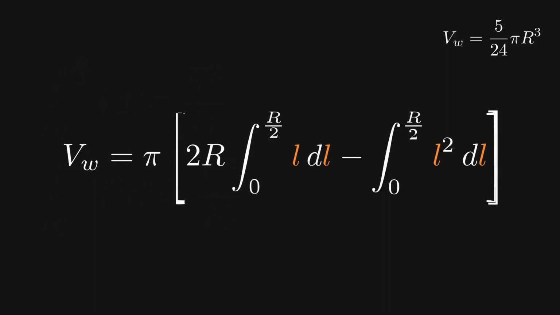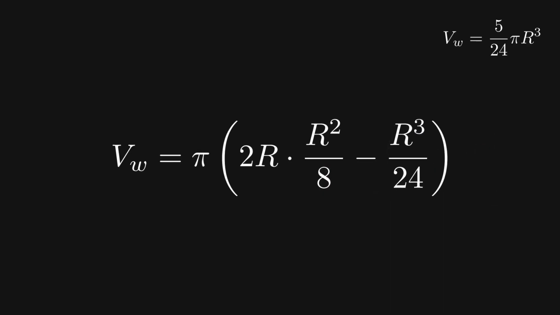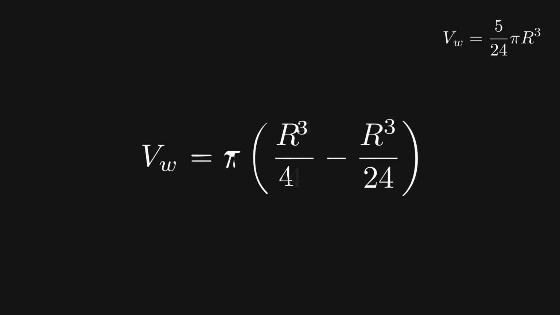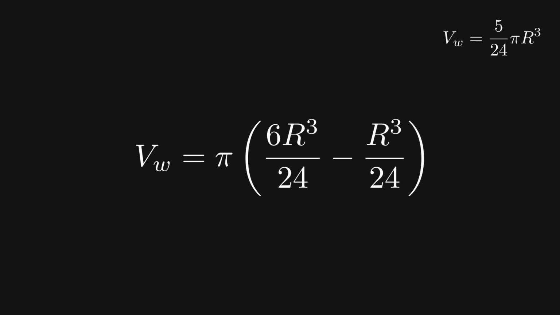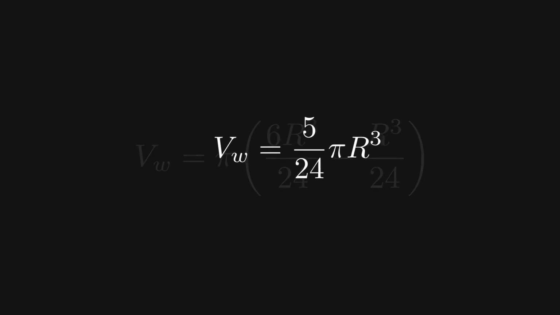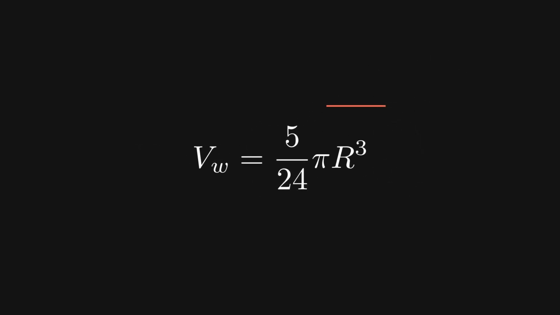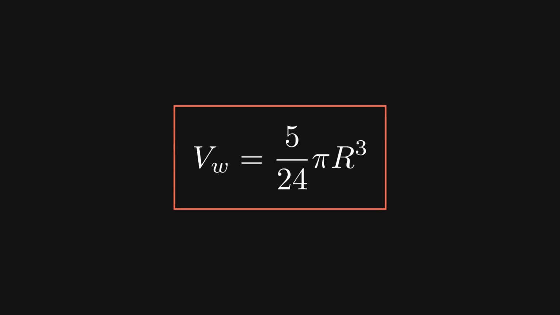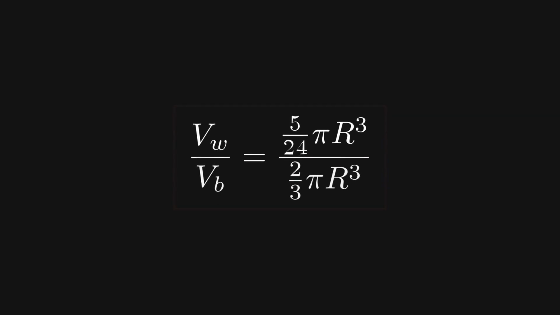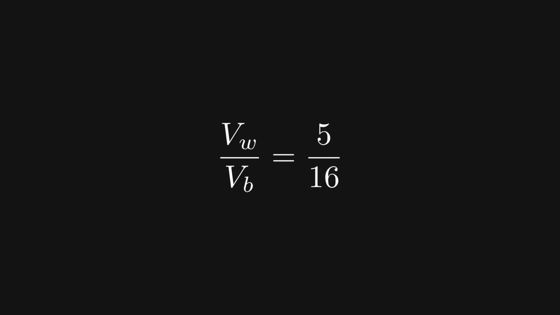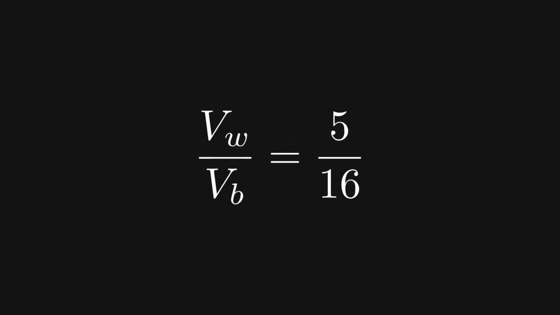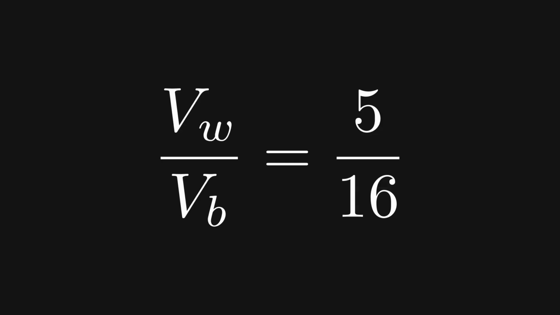Let's now substitute and further simplify. As you can see, we get exactly the same result as we did by summing. Out of curiosity, to have the riddle solved, we can calculate the ratio of the volume of water over the volume of the ball. And it simplifies to 5/16. Which kind of makes sense because the water is definitely less than half of the ball.